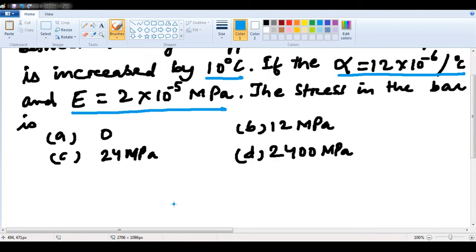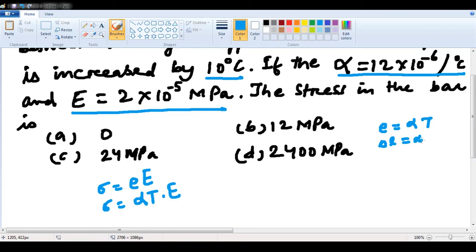So what we are going to do, this is from thermal stress, and we know stress is equal to what? Stress is equal to strain into Young's modulus, correct or not? But here we are discussing with respect to what? With respect to temperature. So here strain will be alpha T, because strain because of temperature is nothing but alpha T, that is delta L is equal to alpha TL, correct? So using this in place of strain I am writing alpha T.